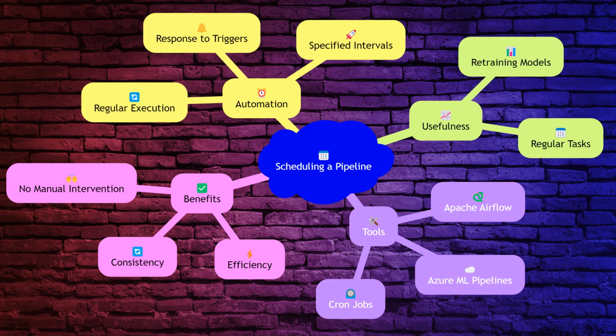Scheduling a pipeline automates the execution process, ensuring that the pipeline runs at specified intervals or in response to certain triggers. This is particularly useful for tasks that need to be performed regularly, such as retraining a model with new data. Scheduling can be done using tools like Azure Machine Learning Pipelines, Apache Airflow, or cron jobs. Proper scheduling ensures that the pipeline runs efficiently and consistently without manual intervention.